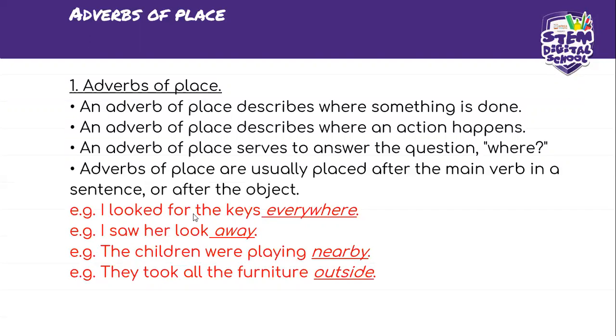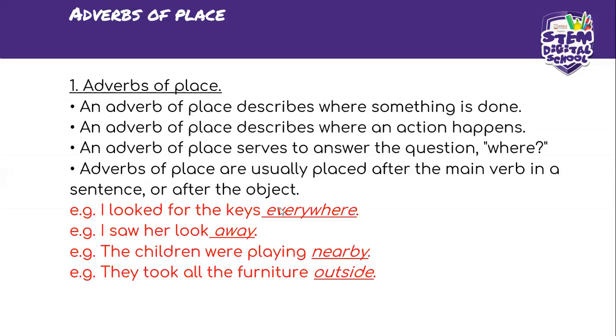I looked for the keys everywhere. So in this sentence, you realize that the subject is I, the object is the keys. So you realize that the adverb of place is placed after the object. What is the object here? The object is keys. If we read this again, we have, I looked for the keys. Can you imagine if someone says to you, I looked for the keys? You will want to ask the person where. Then they can tell you that I looked for the keys everywhere.